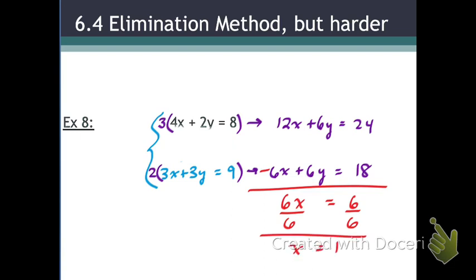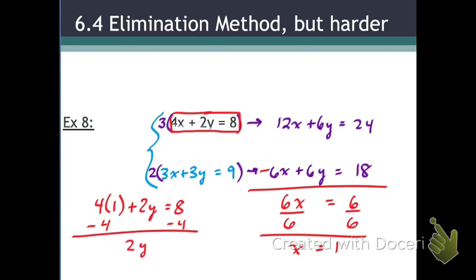Now I can plug these back in. I would recommend plugging it into the equation you didn't manipulate, just in case you've made a mistake there. So when I plug this back in, 4 times 1 plus 2y equals 8. I'm going to subtract that 4 from both sides, so I have 2y equal to 4, or y equal to 2. So the solution to this system is (1, 2).